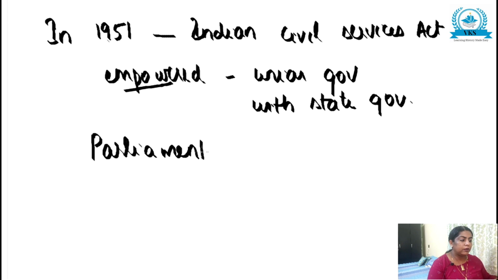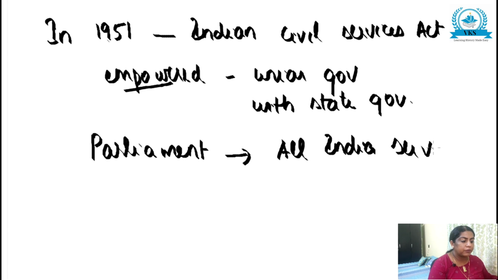Parliament by law can provide for the creation of one more all India service. Parliament has the right to create another all India service if necessary, or if it is for national interest, by law it can be done. So these are the basic ideas about all India services, 3 all India services: IAS, IPS and IFS.